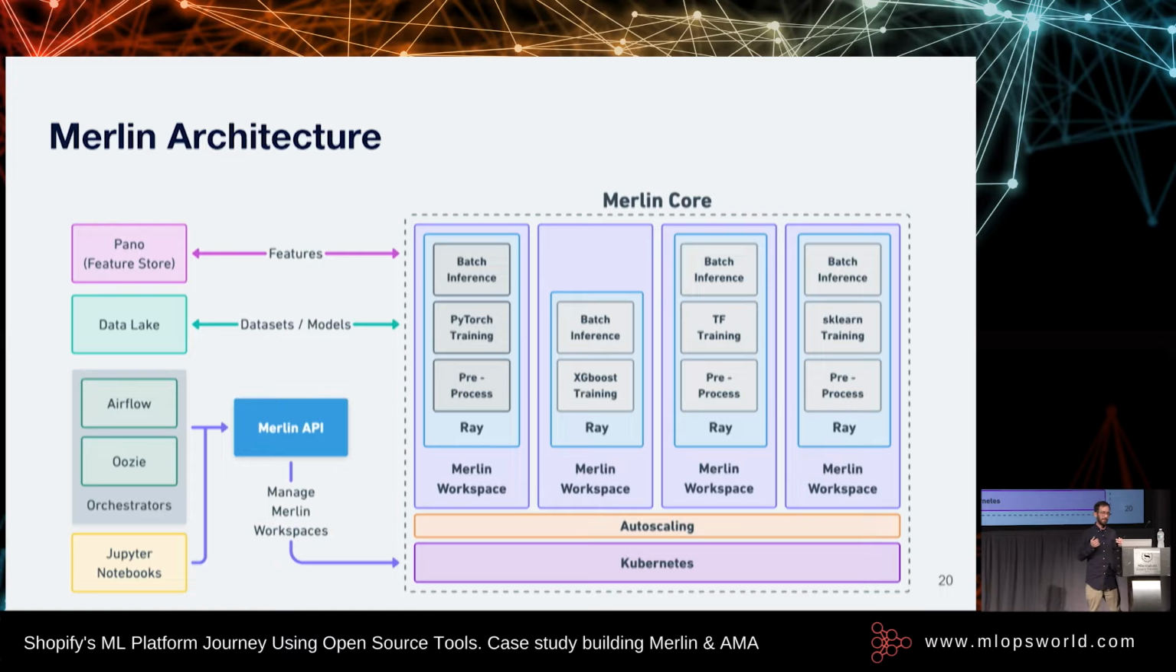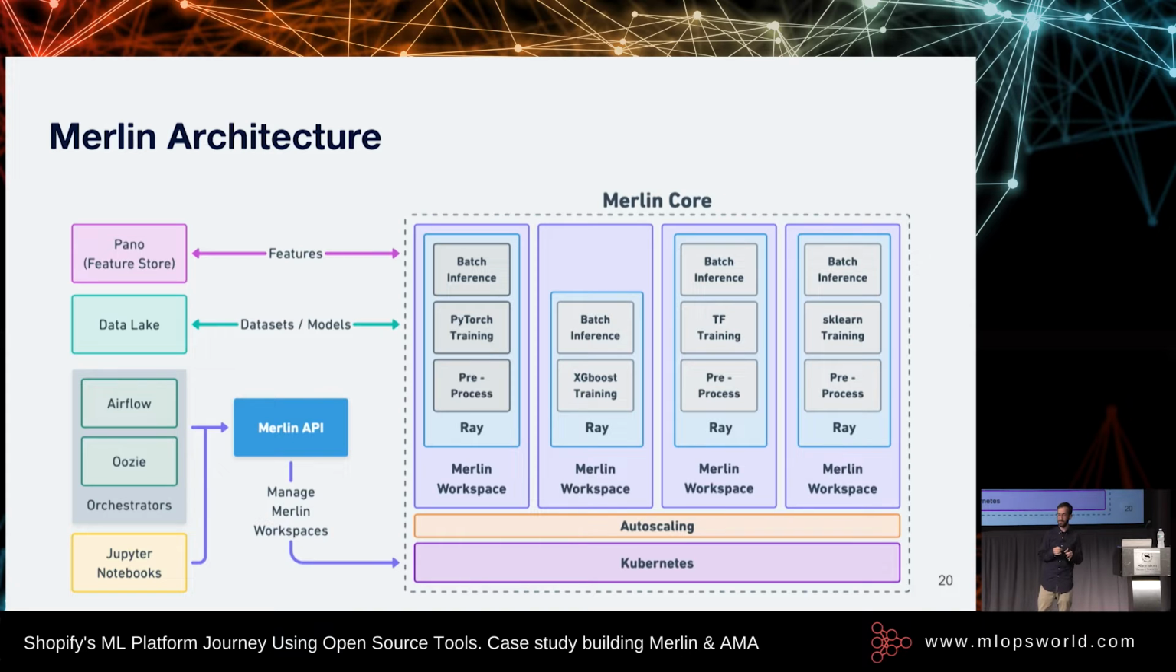If we take a step back and look at the architecture as a whole, the Merlin core is what we just saw with Merlin Workspaces. It runs on top of Kubernetes, has auto-scaling that it can leverage, and so each Merlin workspace can scale up to the requirements that they need or to the load that they should run on.